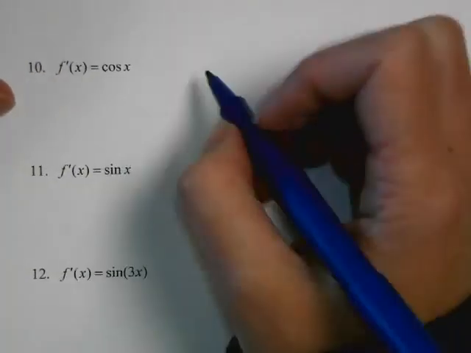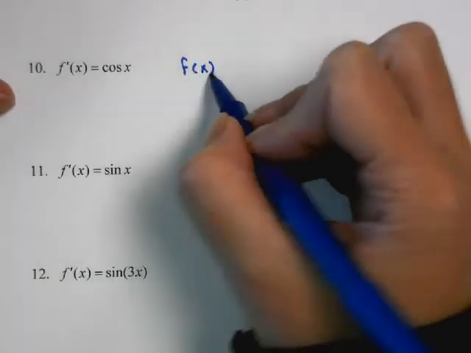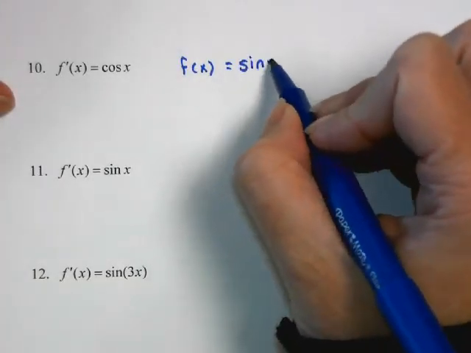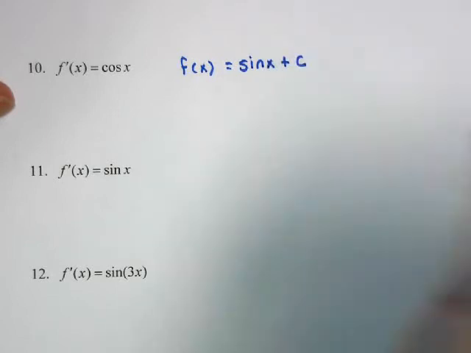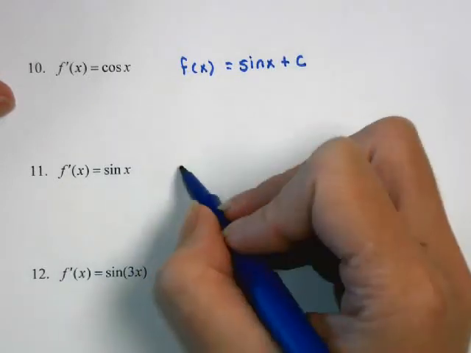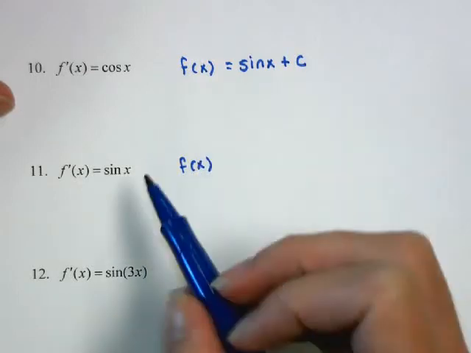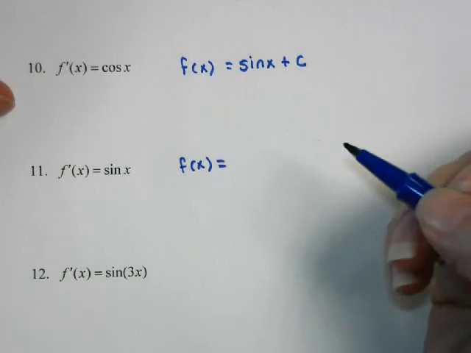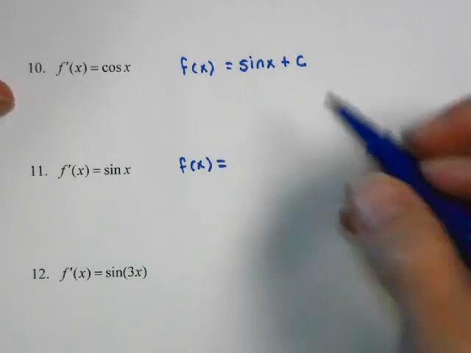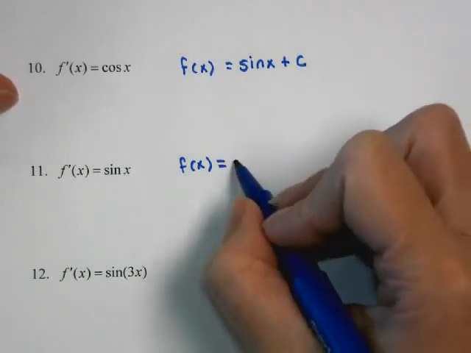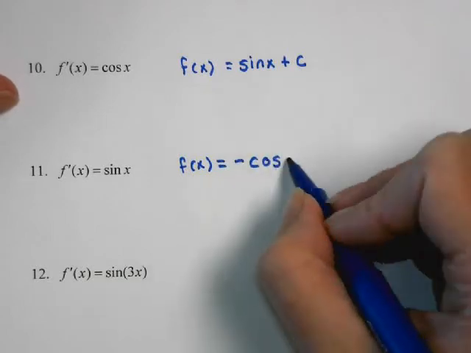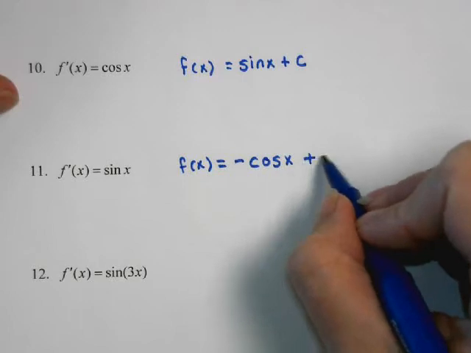Okay, the antiderivative of cosine. So what would we take the derivative of that results in cosine? Well, that would be sine. Take the derivative of sine is cosine. Okay, the derivative, what would give me a sine? Well, the derivative of cosine is negative sine. So the antiderivative of sine is going to be a negative cosine.